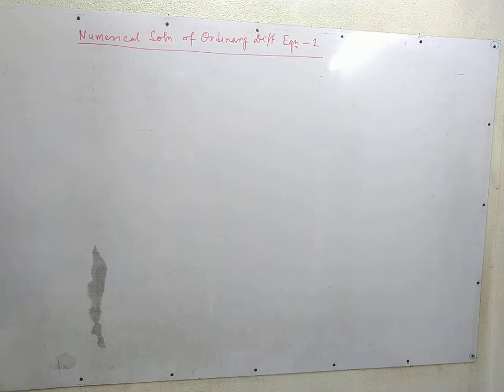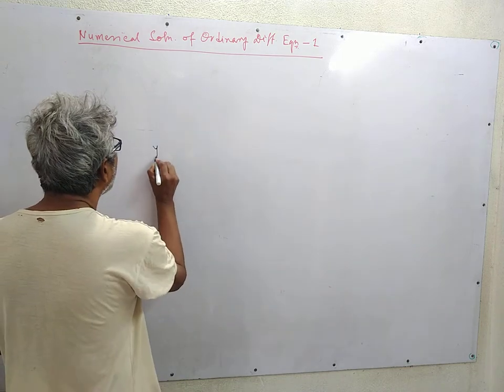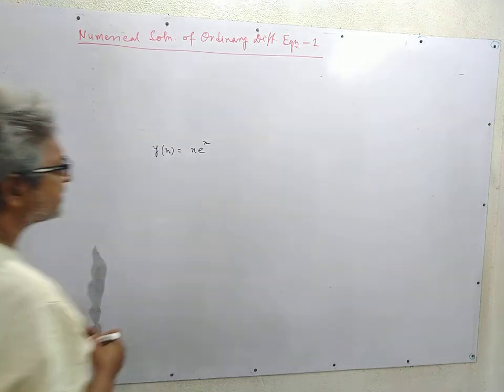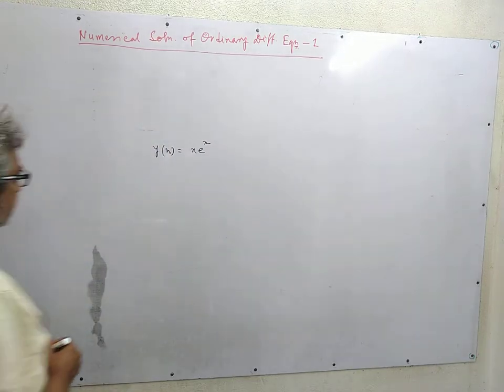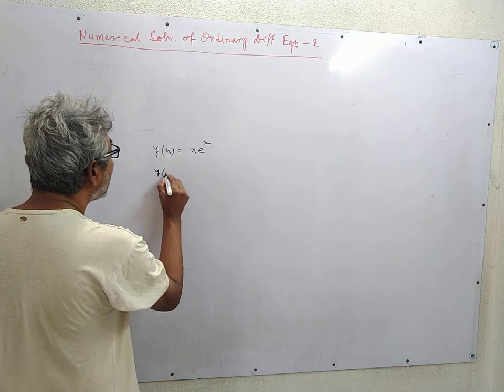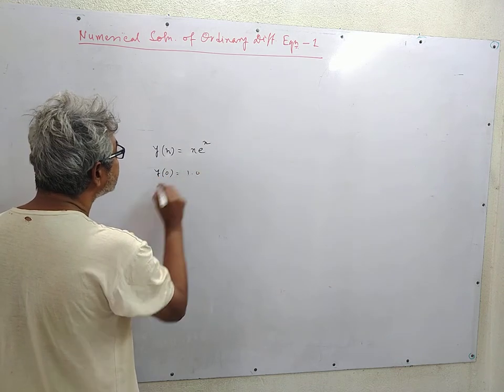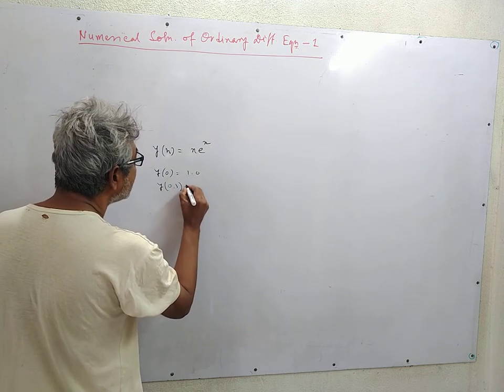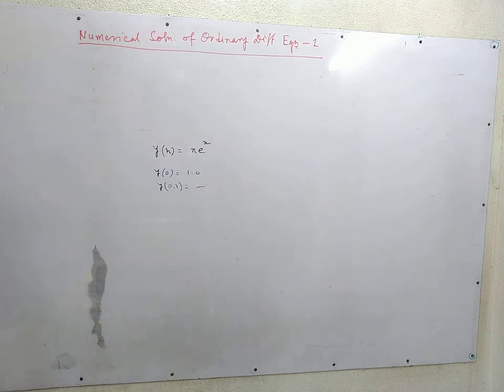For example, in the analytical method, we may solve and get y as a function of x, say x e to the power x. This is an analytical solution. But in a numerical solution we will find the values of y, say y at 0 is 1.0, y at 0.1, then we get some other numerical values of y. This is the technique of getting a numerical solution. So we get the values of y at a given value of x. Obviously, the convergence of the numerical result is a question.